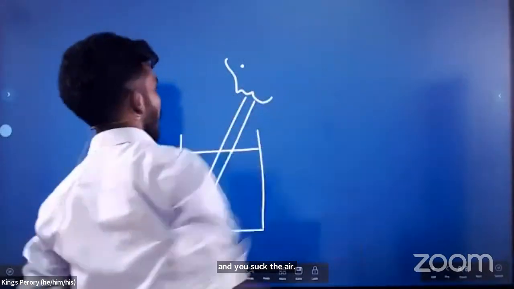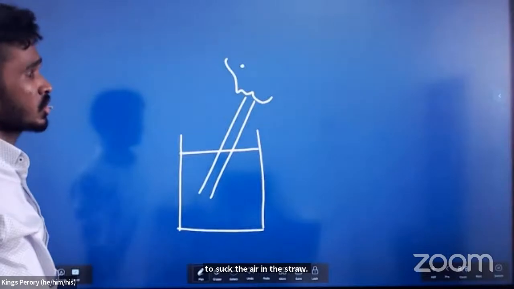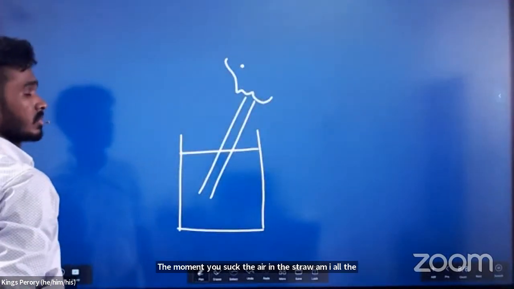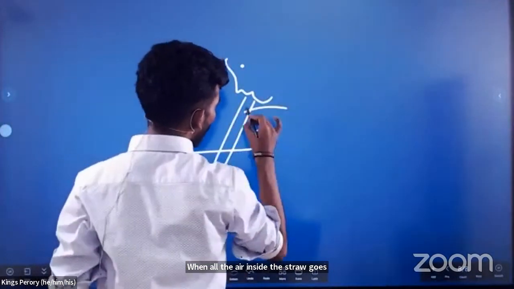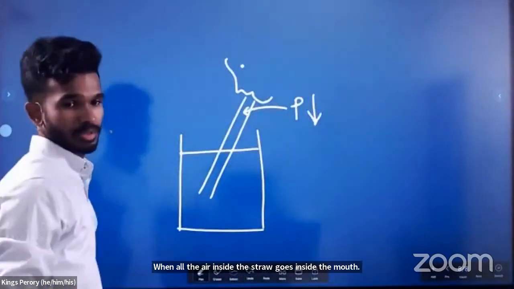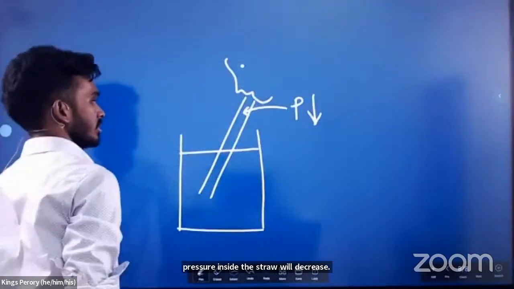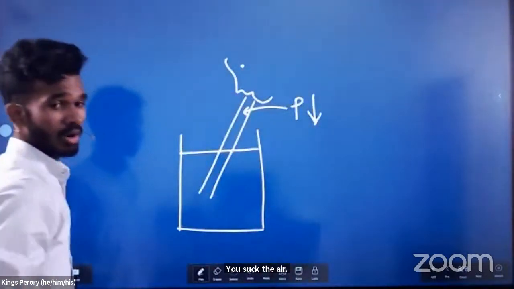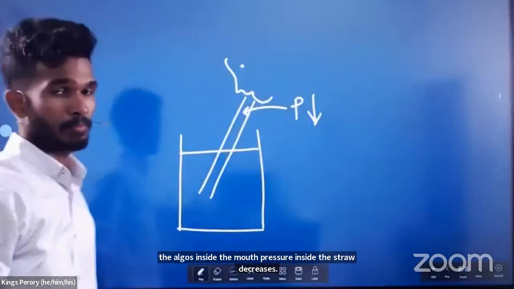You suck the air in the straw. The moment you suck the air in the straw, all the air in the straw goes inside your mouth. When all the air inside the straw goes inside the mouth, pressure inside the straw will decrease. So now pressure in the straw is very less.